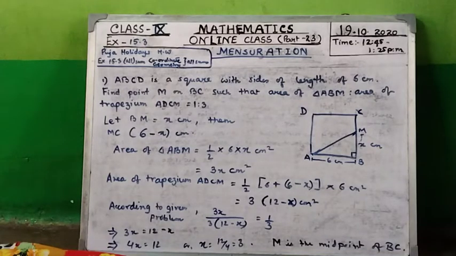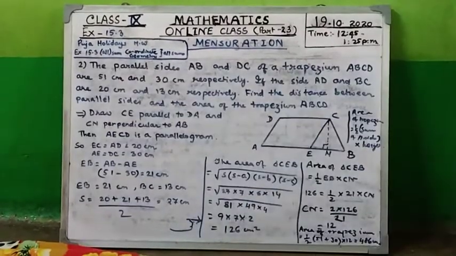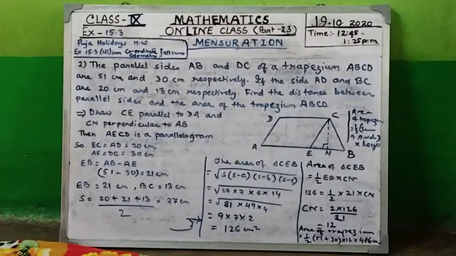So x is 3, which is half of 6, meaning M has equal distance from B and C. So the distance of BM is 3, x is 3. So we can conclude that M is the midpoint of the line BC. Thank you. Now coming to my second application.